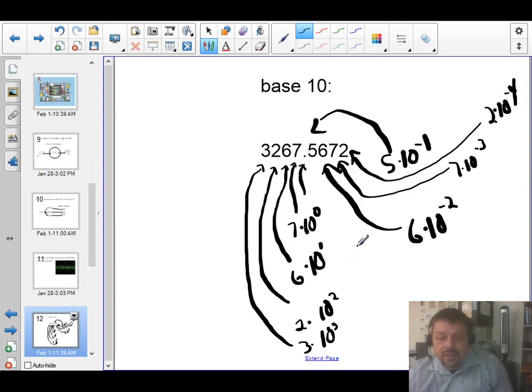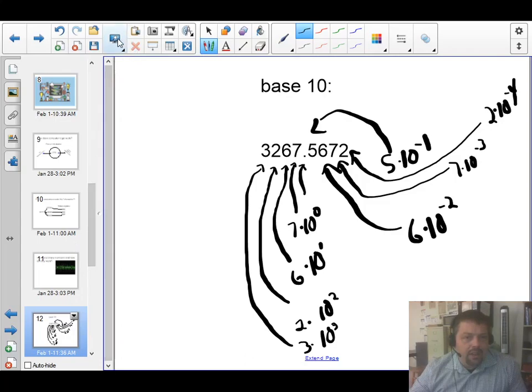So each place in our system is a power of 10. These are the numbers you're accustomed to. Each successive place to the left is a higher power of 10, and each successive place to the right is a lower power of 10, including negatives here to the right of the decimal.